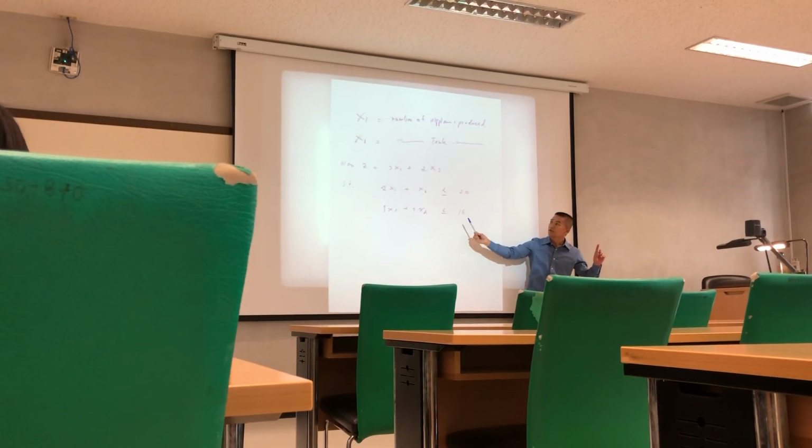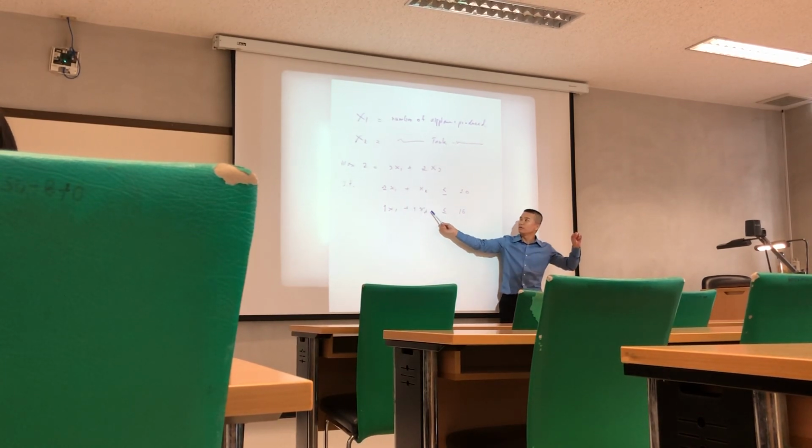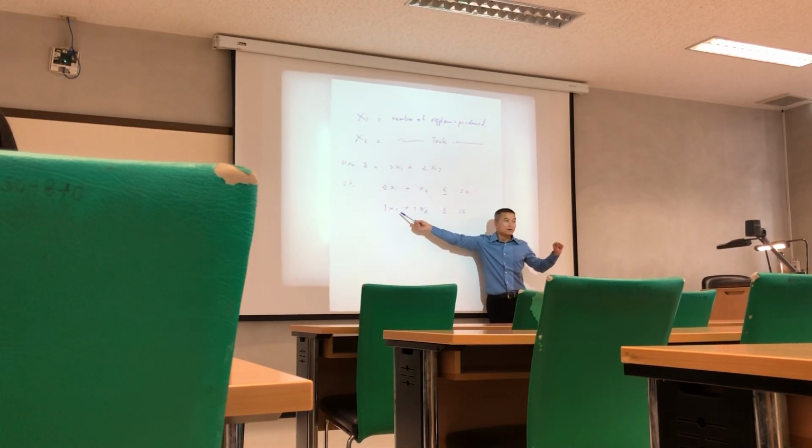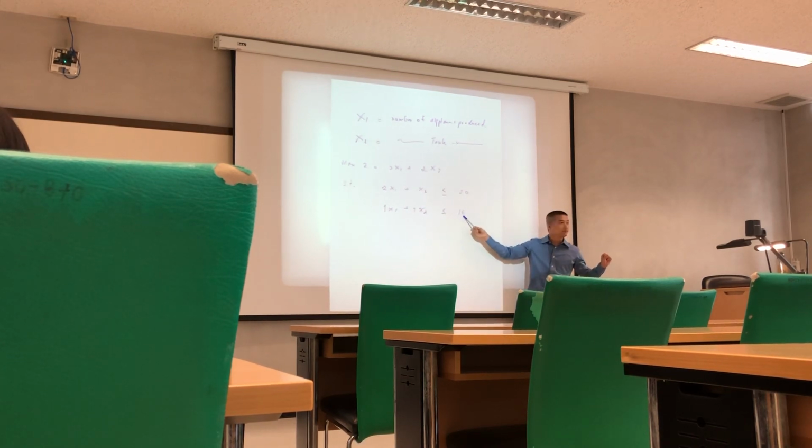Okay? To produce one airplane, you use one short brick. To produce one tank, one short brick. So the total of short brick that you will use in this production process is 1x1 plus 1x2. And you have only 16 of them, right?